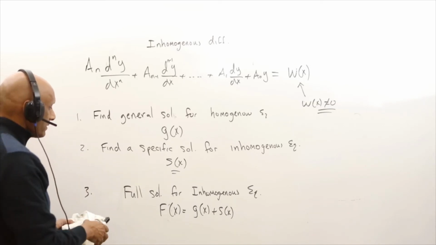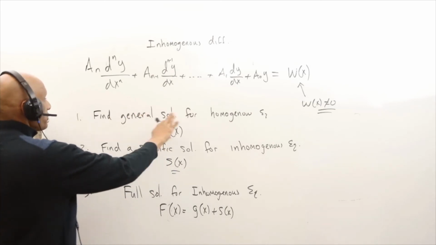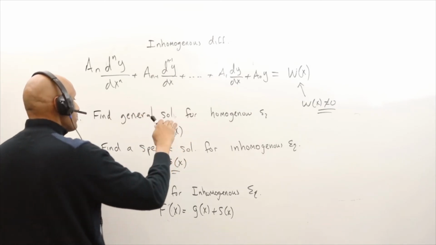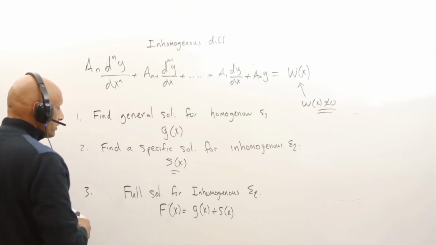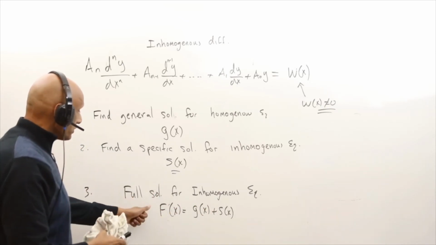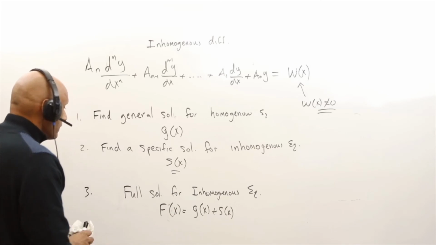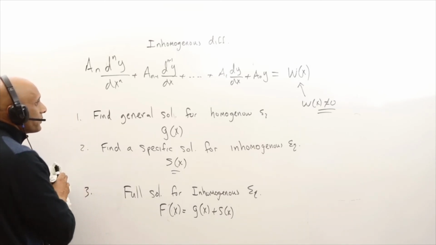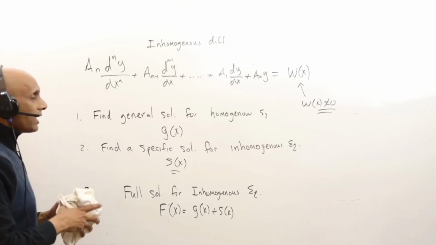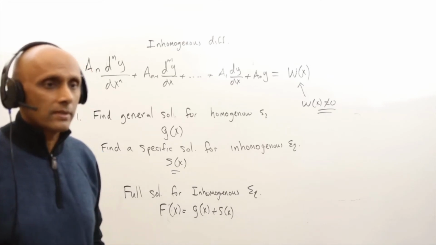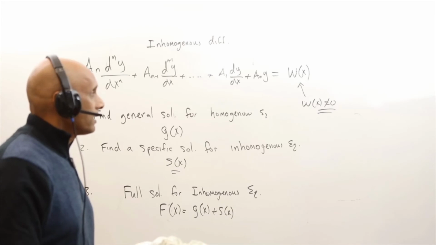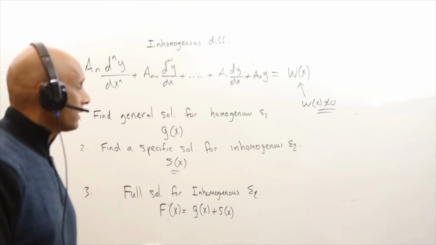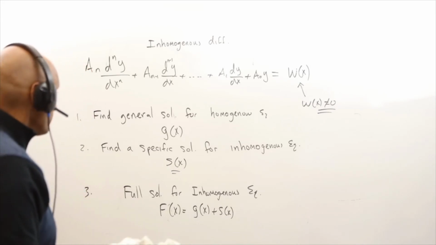So let me erase this. So this is the general procedure. Find the general solution for a homogeneous equation, find a specific solution for the inhomogeneous equation, and sum them up, and you have your general solution for the full solution for your inhomogeneous equation. Okay, so let me give you an example so you understand how this procedure works. You have to memorize this procedure because we'll see these inhomogeneous equations in science a lot, and we need to know how to solve them.